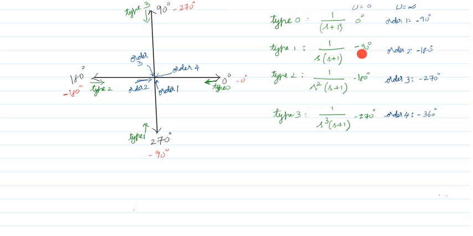Look at this system, type 1 system. So starting angle is minus 90. Here it is type 2, so minus 180. Type 3, so minus 270. Okay, you have to be very clear.